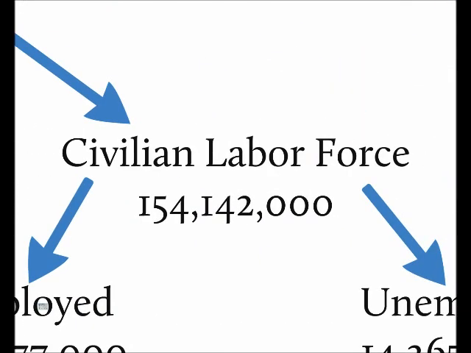So that leaves us with the civilian labor force. So we start off with our total population, we subtract the people who are not physically available for work, and then we subtract the people who are not willing to work, and that leaves us in this case with about 154 million people in the United States. So civilian labor force is where we actually base the unemployment rate off of.